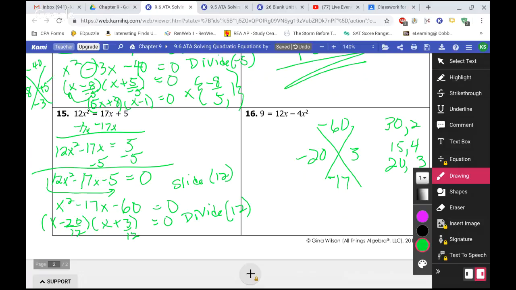So 12 doesn't go into 20 evenly, but I can reduce that. And 4 goes into both of them. So I can reduce that to negative 5 over 4. And then the 3 over 12 reduces to 1/4. So you want to make sure you reduce them to their smallest fraction, but they're still not whole integers. So what do we do when they're not whole integers?